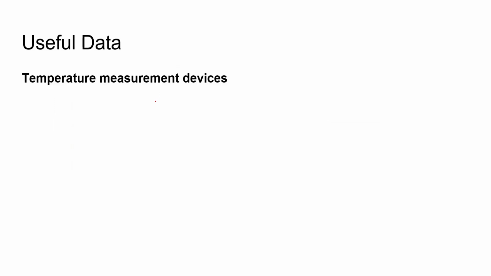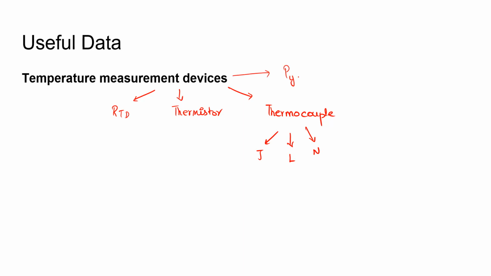Let's have a look at the basic idea required to answer this question. For temperature measurement, we have so many devices. We have RTD, we have thermistor, we have a thermocouple. Thermocouples are of so many types. There is a J type, there is a L type, there is a N type. We also have radiation pyrometers to measure very high temperatures. RTD is used to measure low temperatures mostly, and pyrometers are used to measure high temperatures.